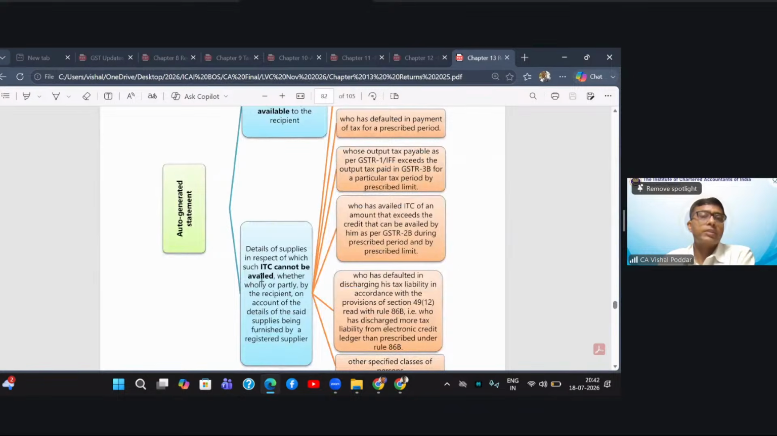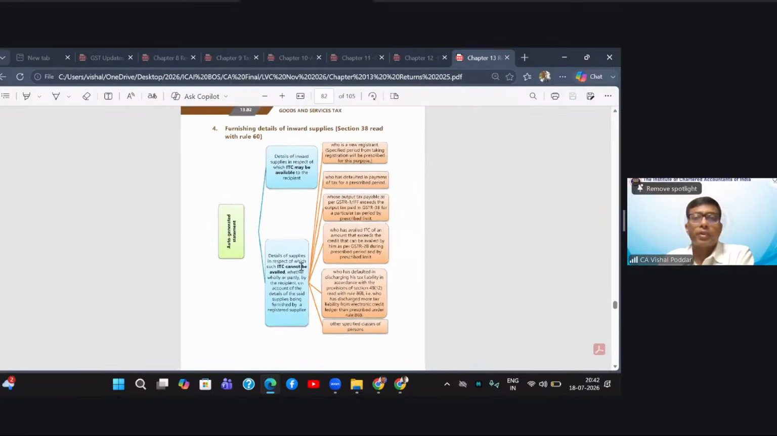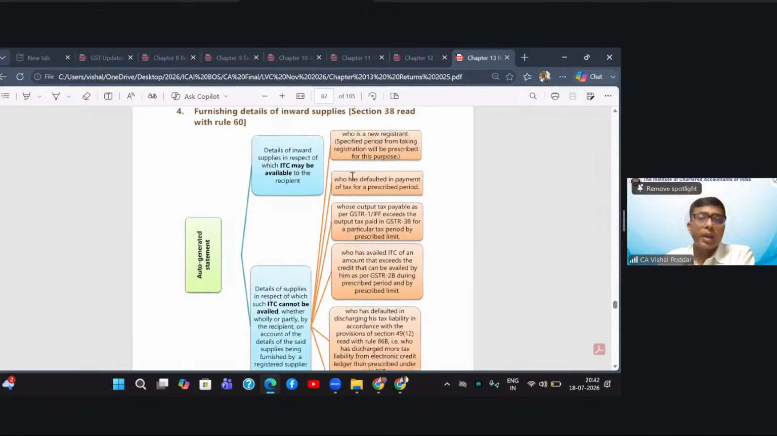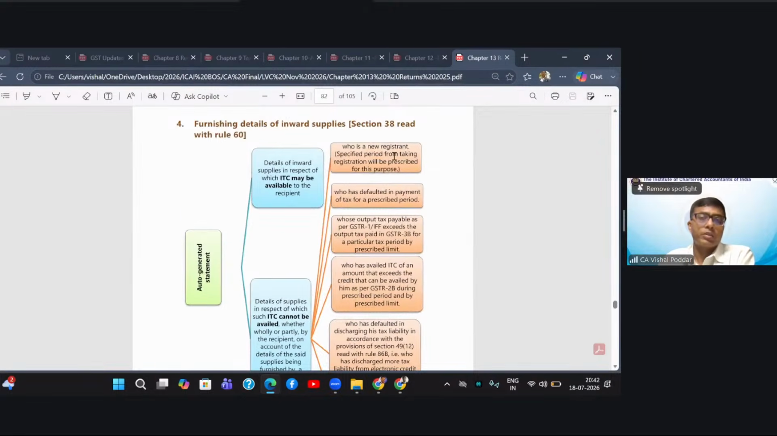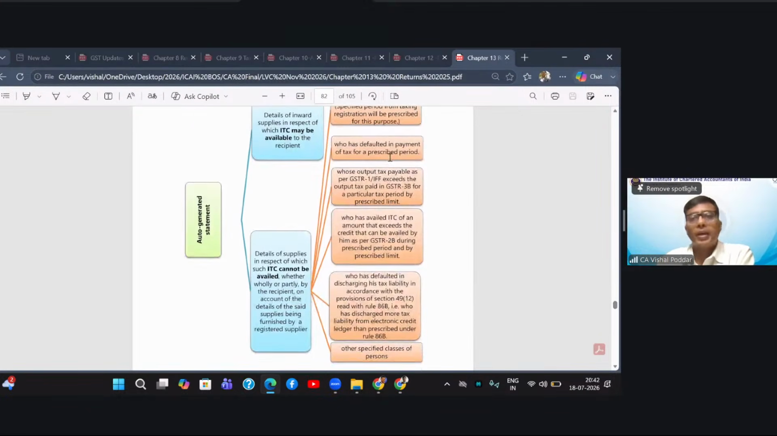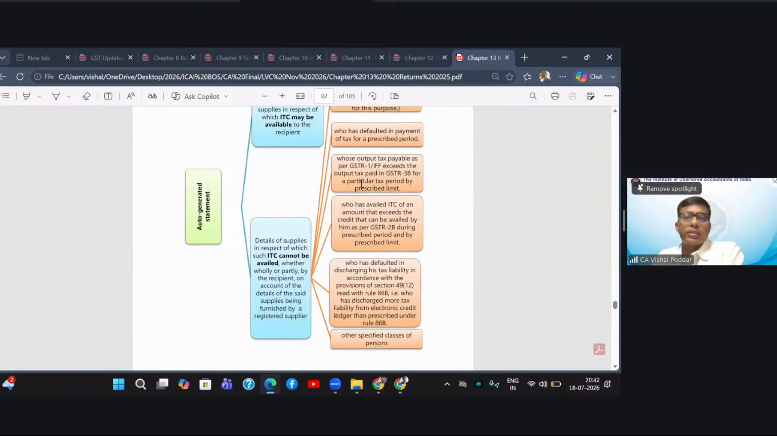So my ITC will be shown as not allowed to me, first, where my supplier is a new registrant. That is, my supplier has just recently taken a registration. If I make purchases from such a newly registered supplier, I may not be allowed to take the ITC. Second, where my supplier has defaulted in making payment of tax. So my supplier is not paying his output tax liability, I will be denied the ITC.